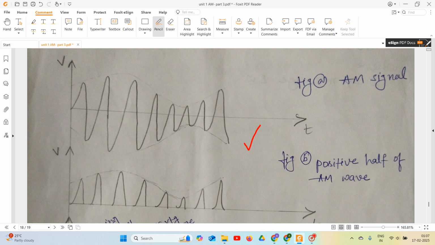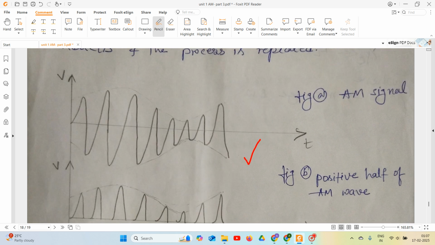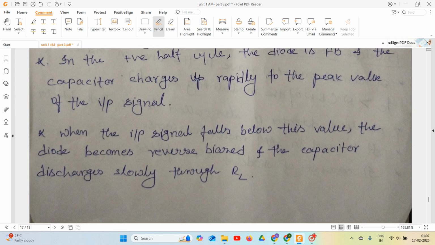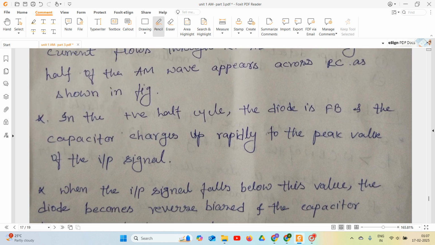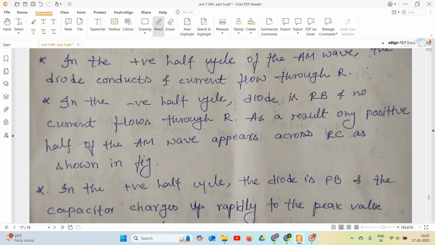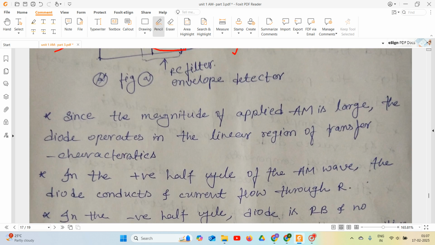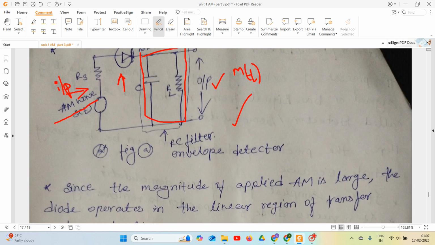So what happens once we give the modulated signal at the input side of the diode? As we know, the diode is a unidirectional device, with current flowing in one direction through the diode. Current conducts only during the forward bias. That is, the positive of the battery is connected to the positive of the diode, and the negative of the battery is connected to the negative of the diode, right? At that time the diode acts as forward biased.